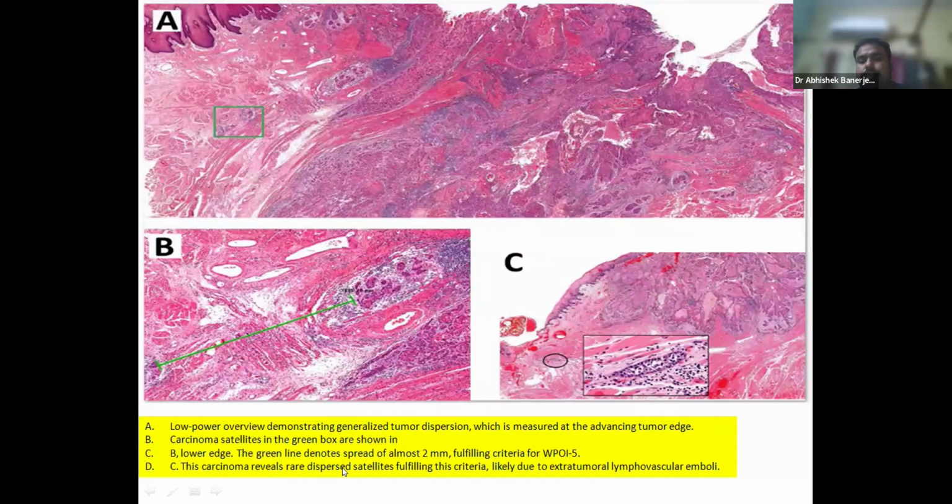And this carcinoma reveals that the rare dispersed satellite fulfills this criterion, likely due to extratumoral lymphovascular emboli. So this has spread due to lymphovascular emboli. So this is how we should measure the distance, and we should classify the worst pattern of invasion.